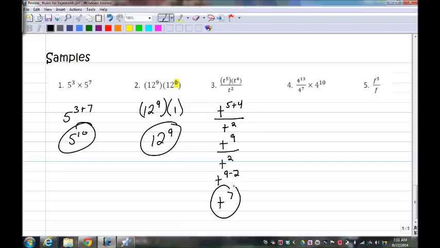Now, you don't have to write all those steps. If you can do this mentally, you look over and go, all right, well, that's t to the 9. 9 minus 2 is 7. I get that. But I want to make sure to show it in case you need to see it.